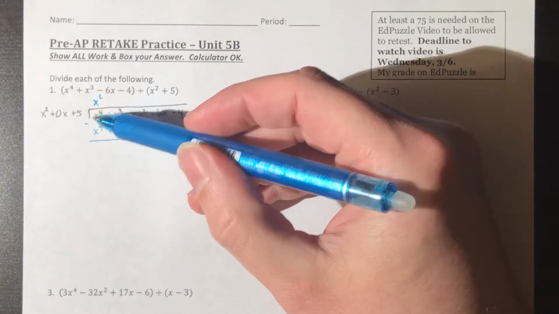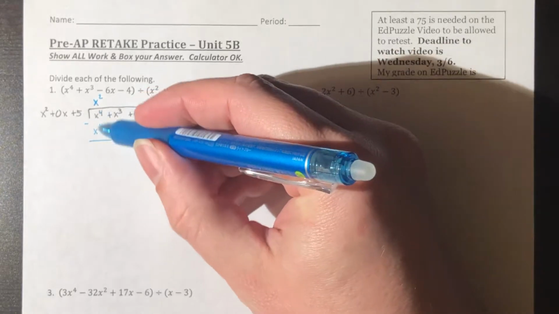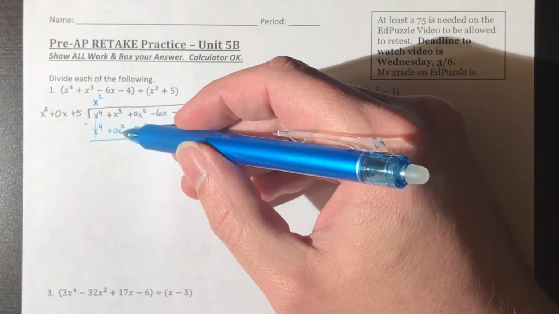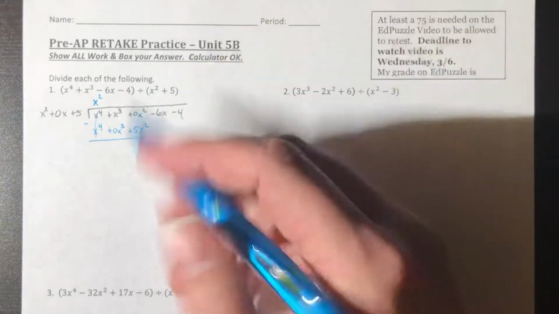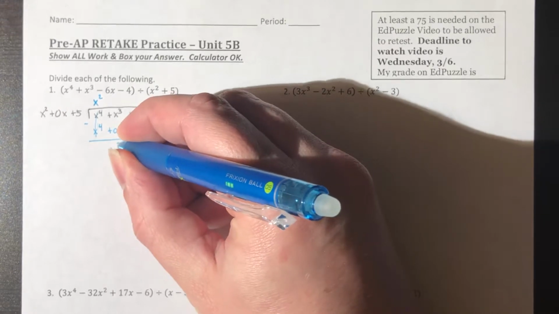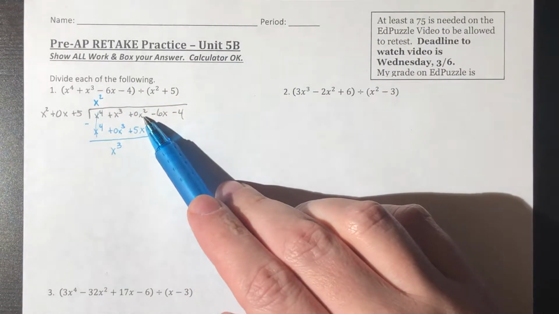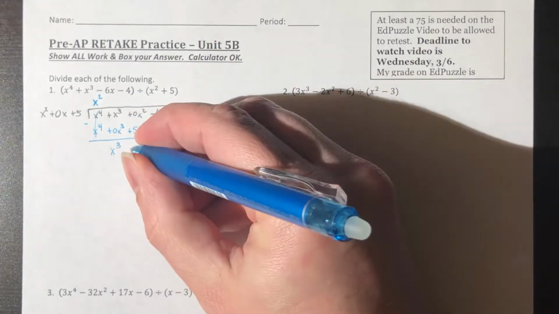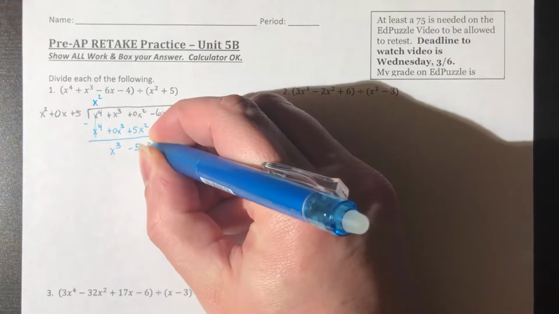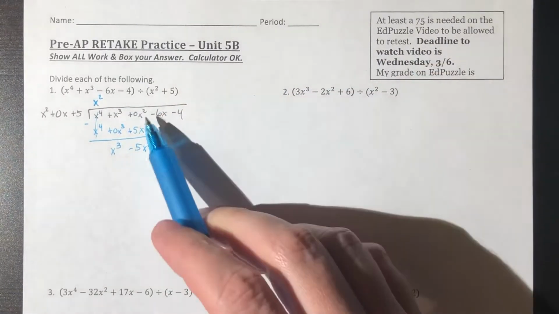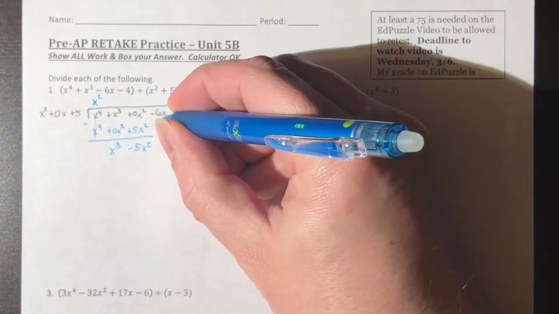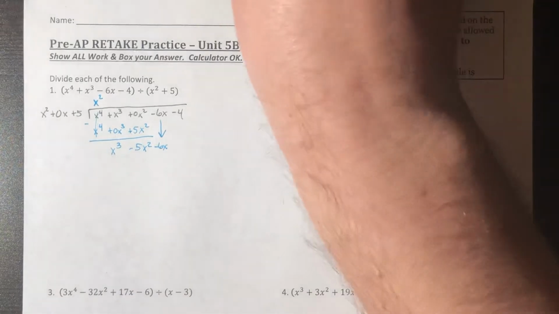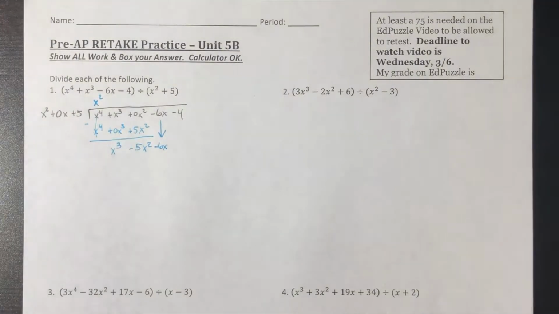So I have x power 4 minus x power 4, those cancel. Then I have x power 3 minus 0 x cubed. So that leaves me with x cubed. Then I have 0x squareds minus 5x squareds. That's going to give me negative 5x squared. And then you bring down your next term. So I bring down the minus 6x. And you go again.